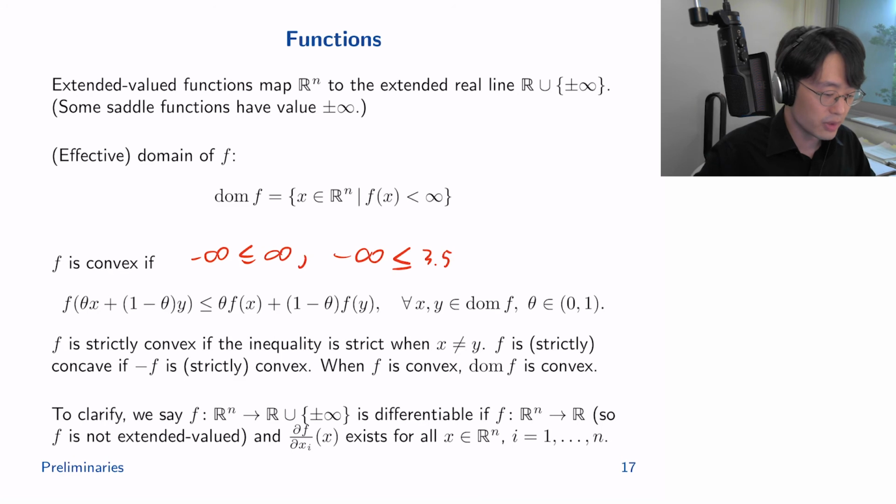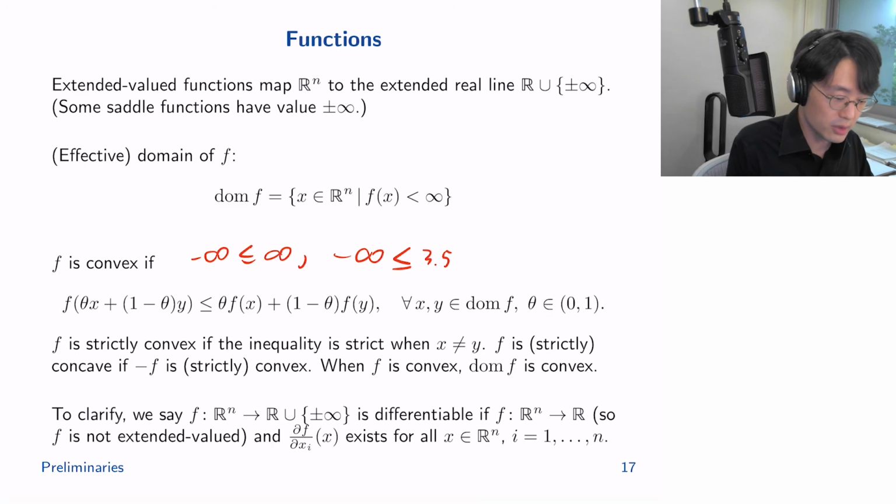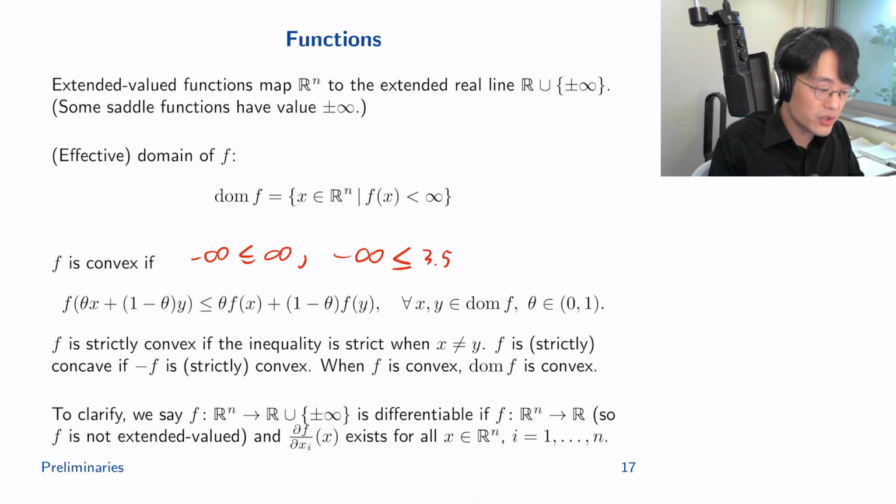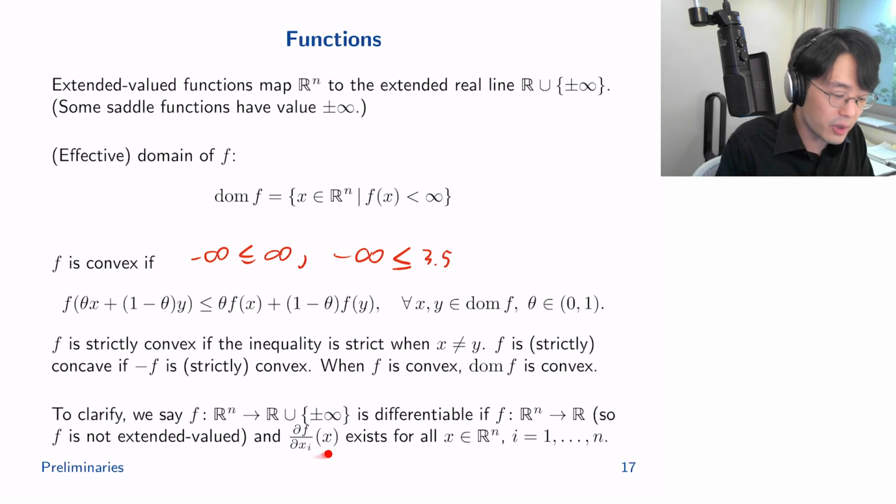Throughout this class, we'll talk about differentiable functions. Given a function f that is potentially extended valued, we say that the function is differentiable. The notion of differentiability requires that the function outputs a finite value at every point. So if we say a function is differentiable, that automatically implies that the function is not extended valued. And furthermore, the partial derivatives exist for all input points x and all coordinates i.